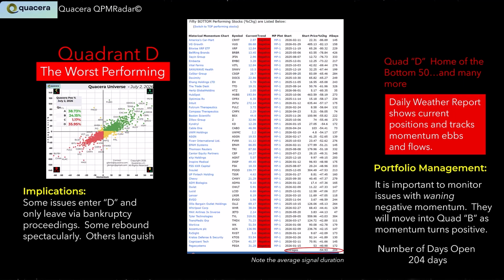This is also the home of the 50 worst performing issues. That's also available on our daily report page. Again, the interesting thing here is not necessarily the declines. It's the fact that these signals have been open. In this case, 204 is the average days open. This is again not a short-term trading strategy. We're trying to develop and look at longer-term trends.